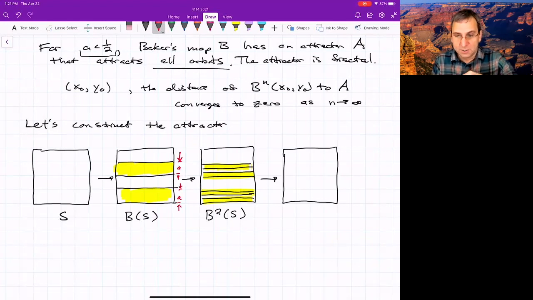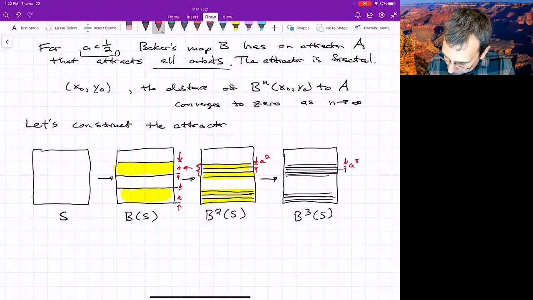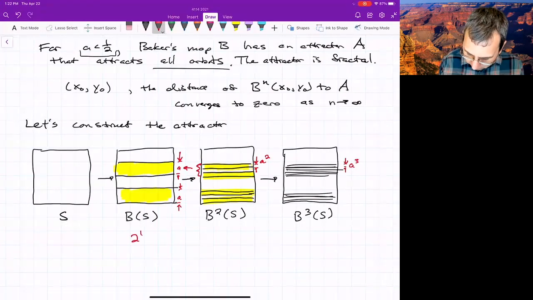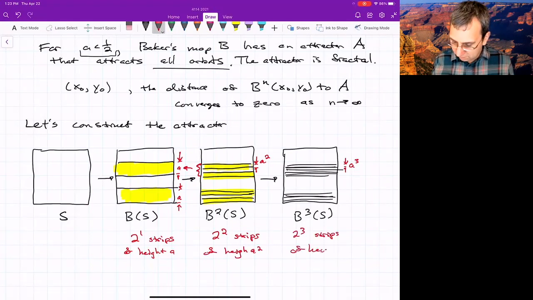Then that got flattened, stretched, cut, and stacked to yield B²S. So we have now 4 strips of height a squared. So each of these has the same height, and it's a squared. Oh, and notice that these 2 strips would fit inside the strip over here. B³S. This is gonna be hard to draw. I'm not even trying all that hard. But each of these, if we were to do this carefully, these are all strips of a to the 3 width. So this had 2 to the 1 strips of height a. This had 2 to the 2 strips of height a squared. This has 2 to the 3 strips of height a cubed.